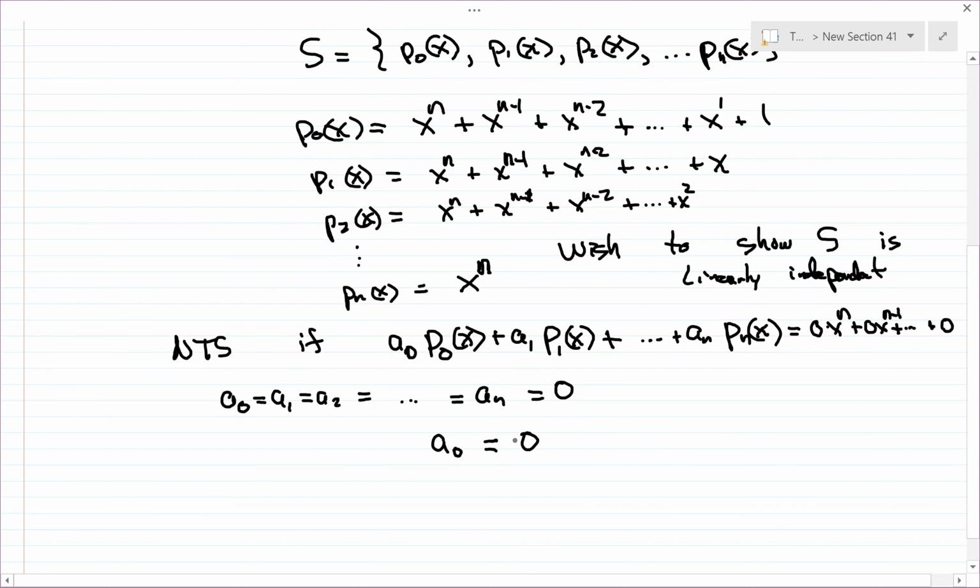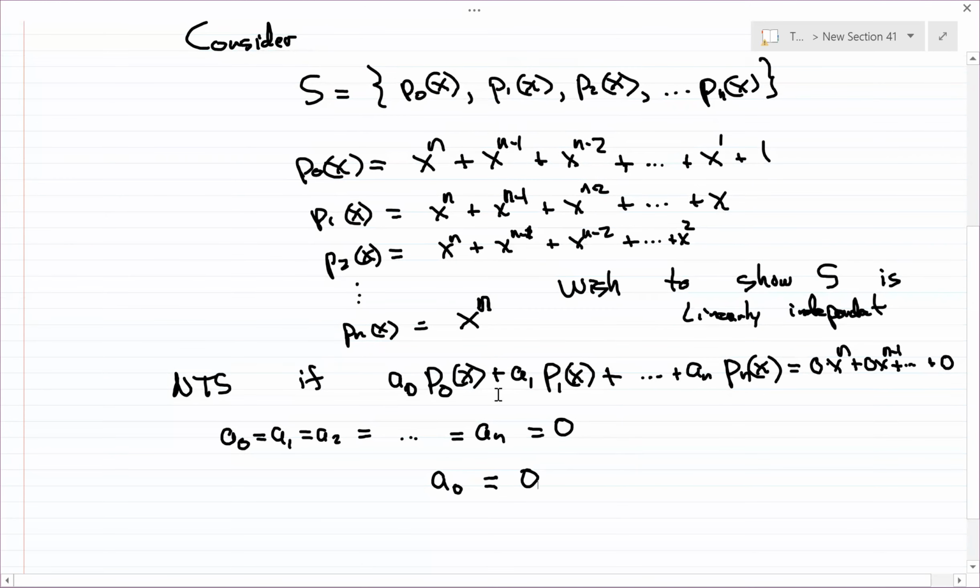Let me say again how I got that. I'm comparing the coefficients of the powers of x, and for the constant term, there's only one of these polynomials that has a constant term, that's P0. So it would be A0 times that 1, that's the component essentially, and that would have to be equal to the 0 on the right side. So that's how that's obtained.